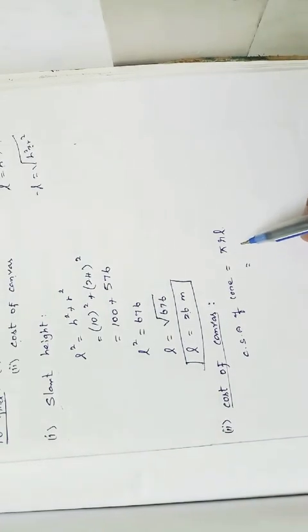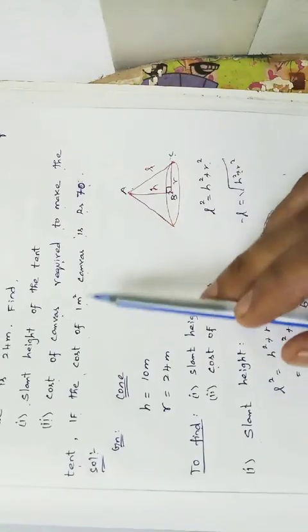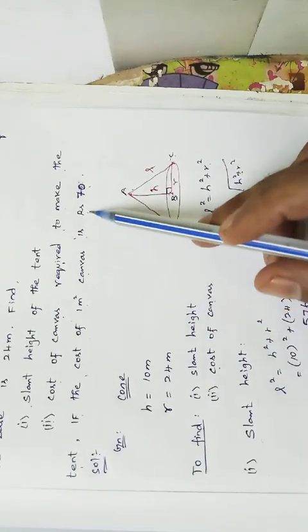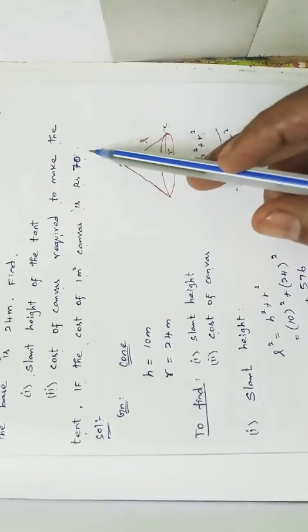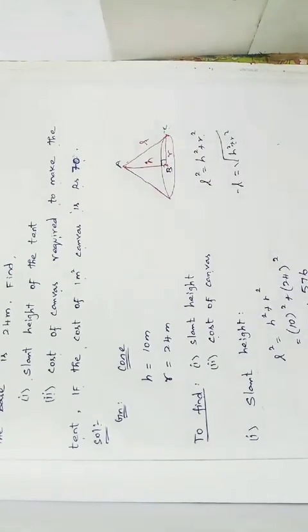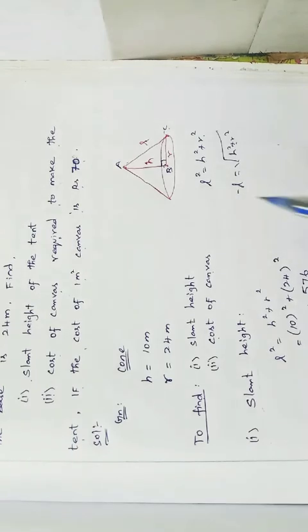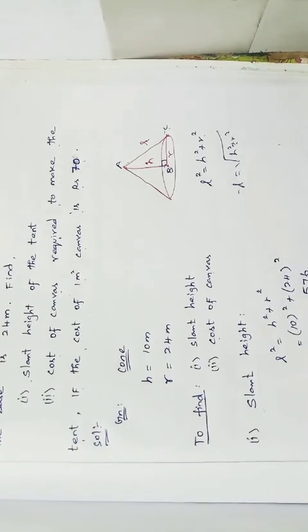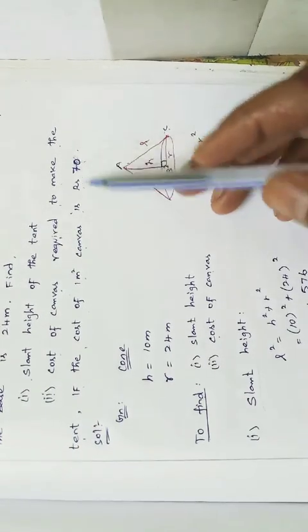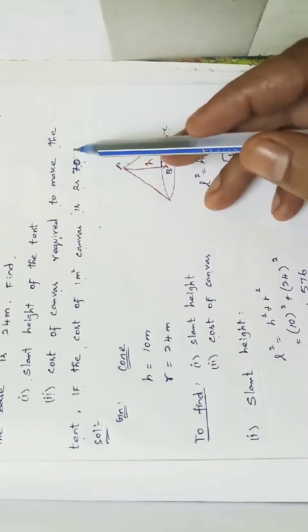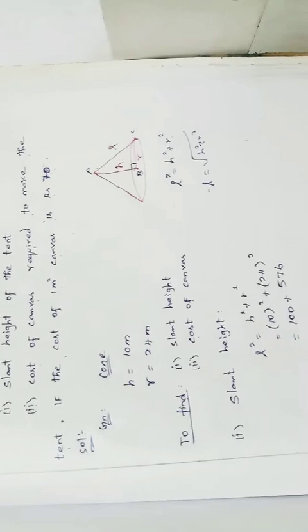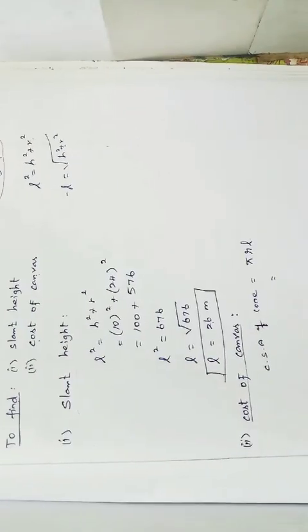And one more thing, see that the cost of 1 meter square canvas is rupees 70, and 70 is a multiple of 7. So better you can take pi as 22 by 7 and don't simplify. Keep the 7 as it is. While multiplying the area with the cost, 7 and 70 will get cancelled. So better you go with pi equal to 22 by 7.